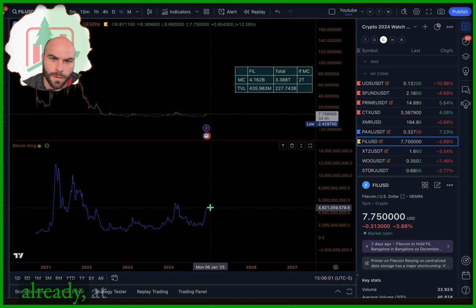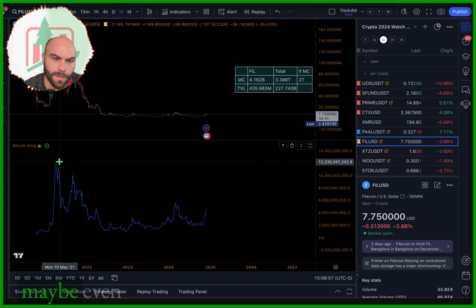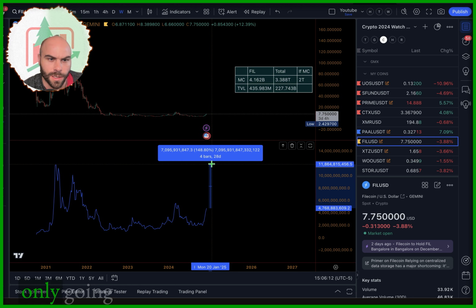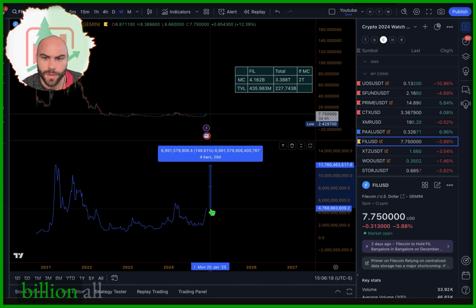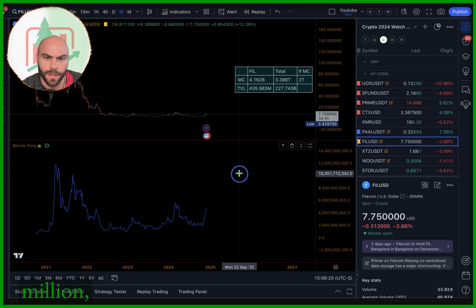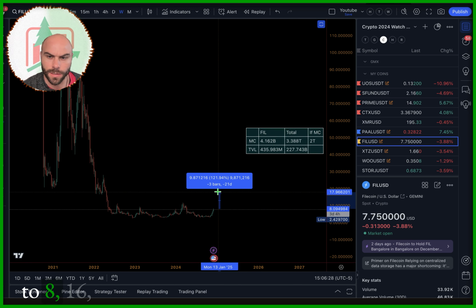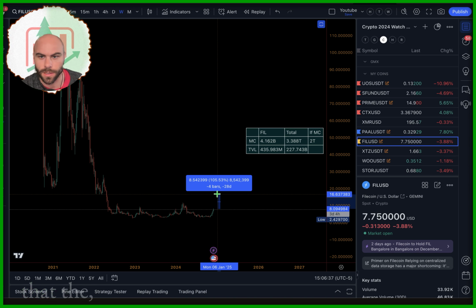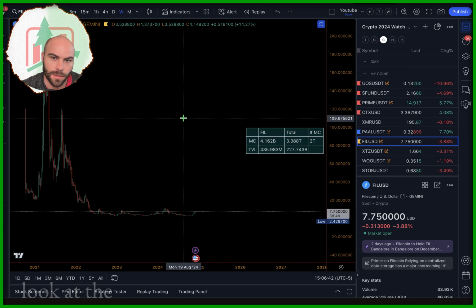The market cap's already at 5 billion. Of course, it could go back to 12 billion and maybe even higher. But technically, if we go back to the all-time high, this is only going to be, let's say, a 2x from here. So from 5 billion all the way back to 10 billion. And right now the price is at $8. That technically means the price goes to $8, $16, and then we're hitting the same market cap as we did when Filecoin was 200. So don't think that the Filecoin is going to go to $200 because it was there once. You have to look at the market cap.